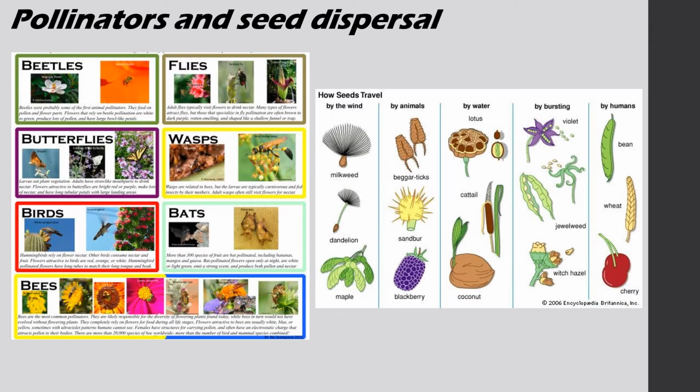So another aspect of biodiversity that's important is preserving pollinators and methods for seed dispersal. And if we look here, these are pretty small, but essentially we've got different insects like butterflies and beetles, wasps, birds, bats, and bees of all kinds. There's also flies. There's a lot of different insect and animal species that pollinate the various flowers that plants produce.